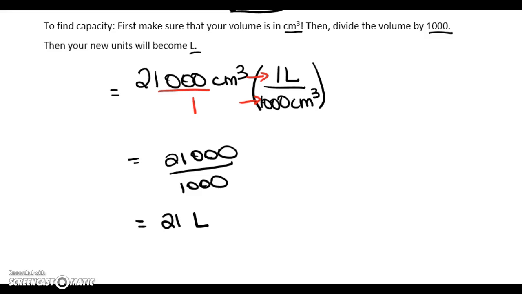So now let's apply all this information to some examples. The examples that we're going to look at are question number 2 from your notes.